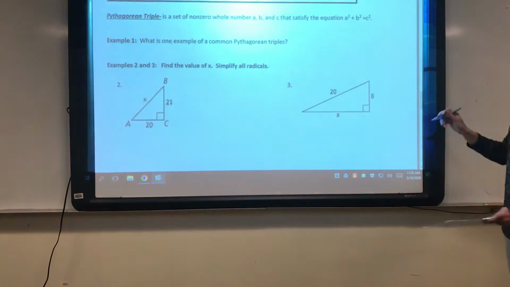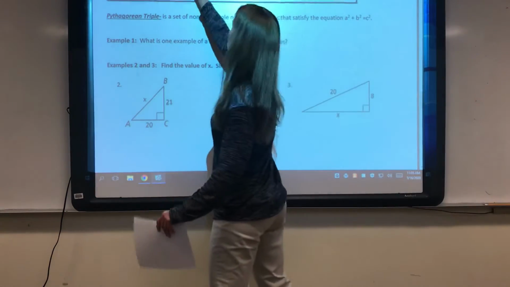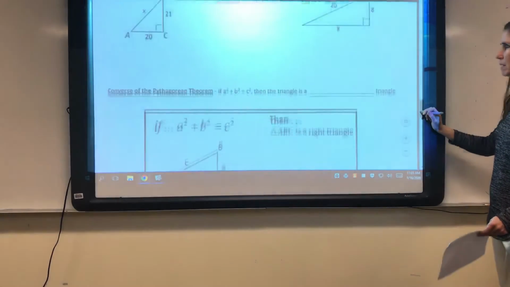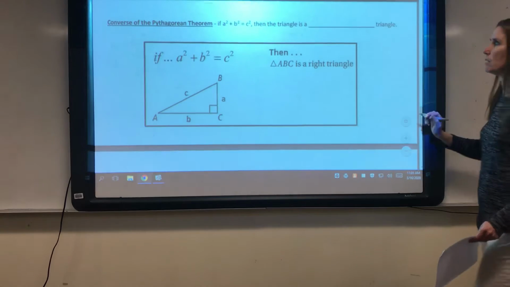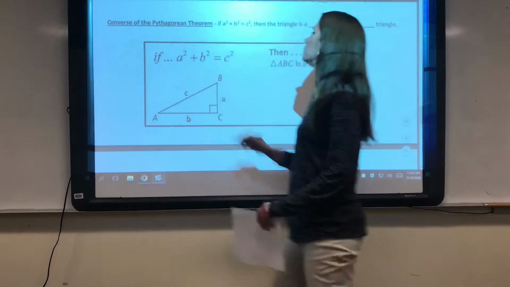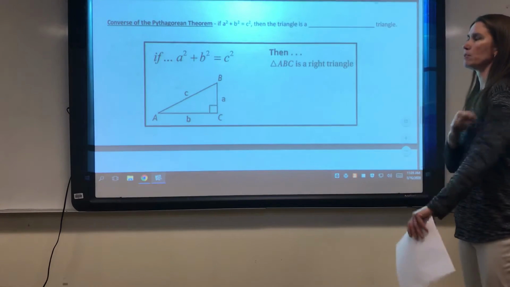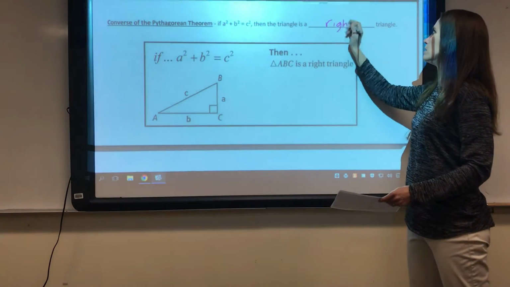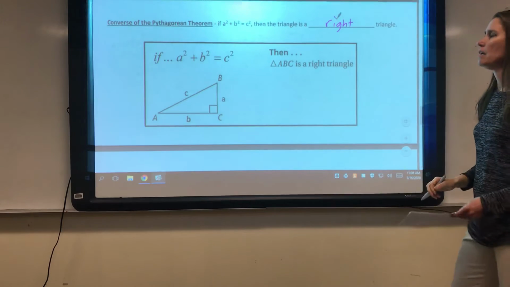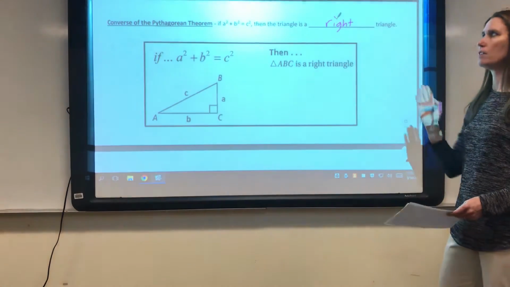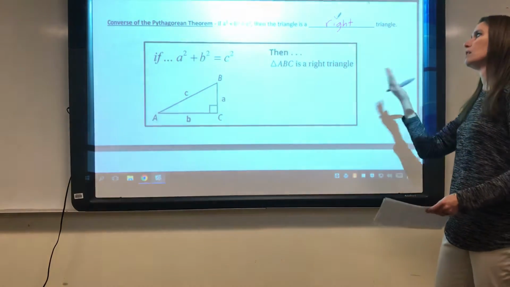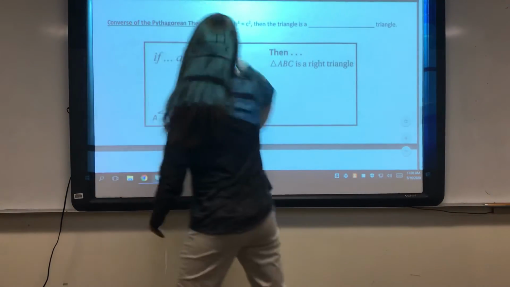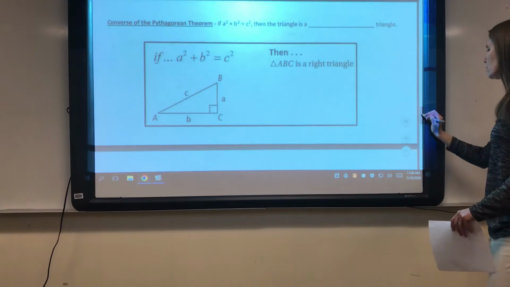So next, if you look down at the bottom of this page, there's one thing to write down, but not much. The converse of the Pythagorean theorem says if a squared plus b squared is equal to c squared, then the triangle is a right triangle. And so again, if it satisfies the Pythagorean theorem, then it must be a right triangle. So we'll look at a couple of those.